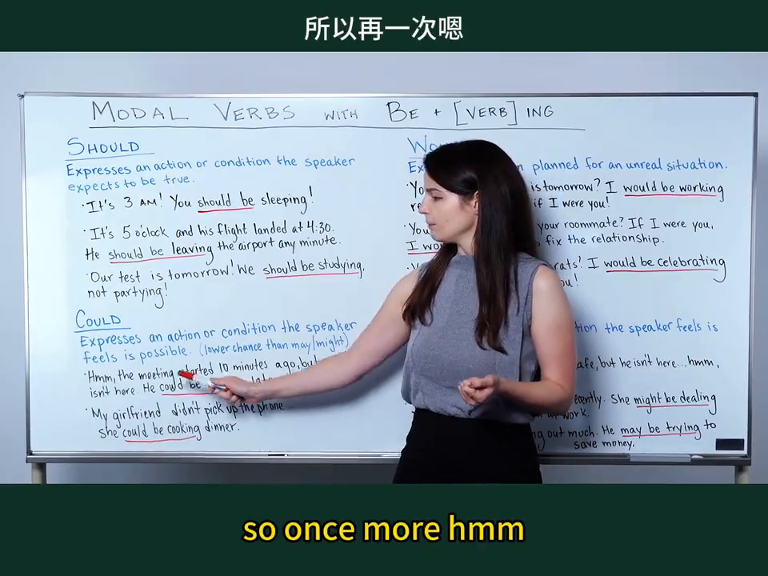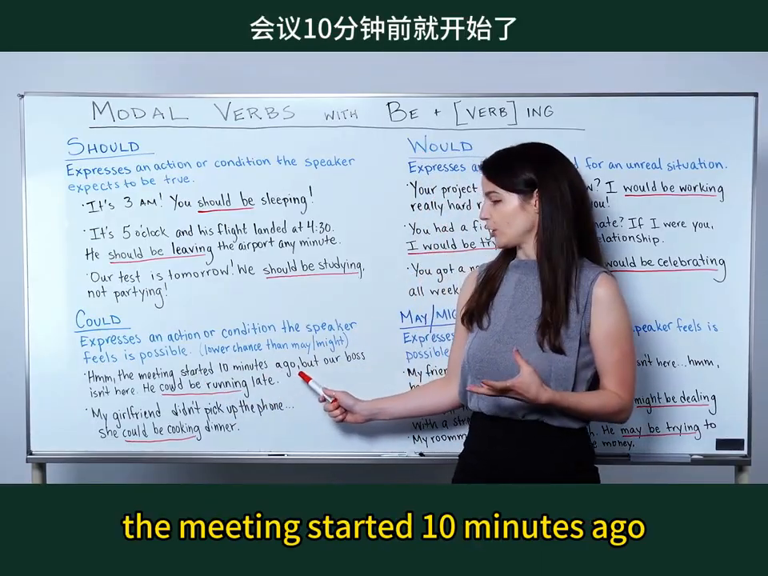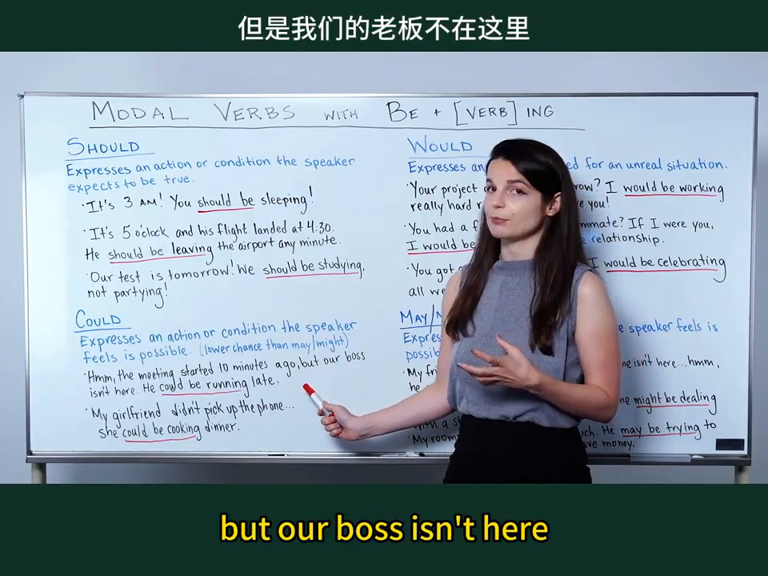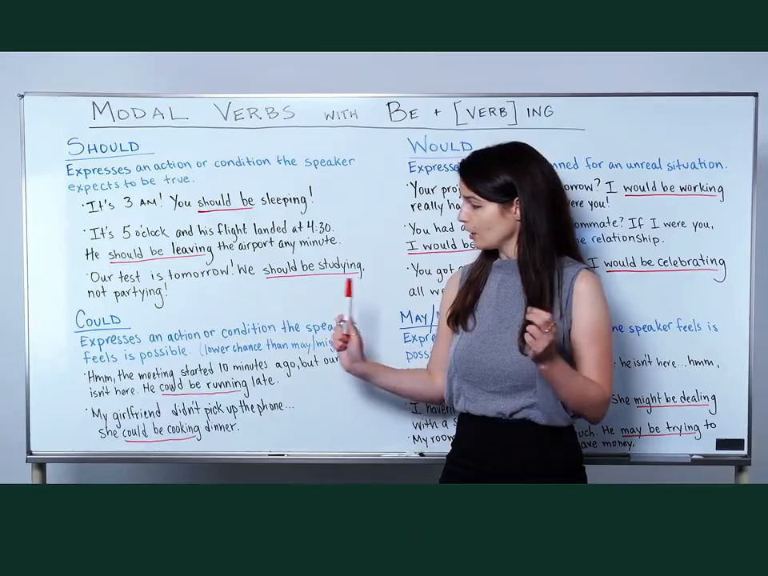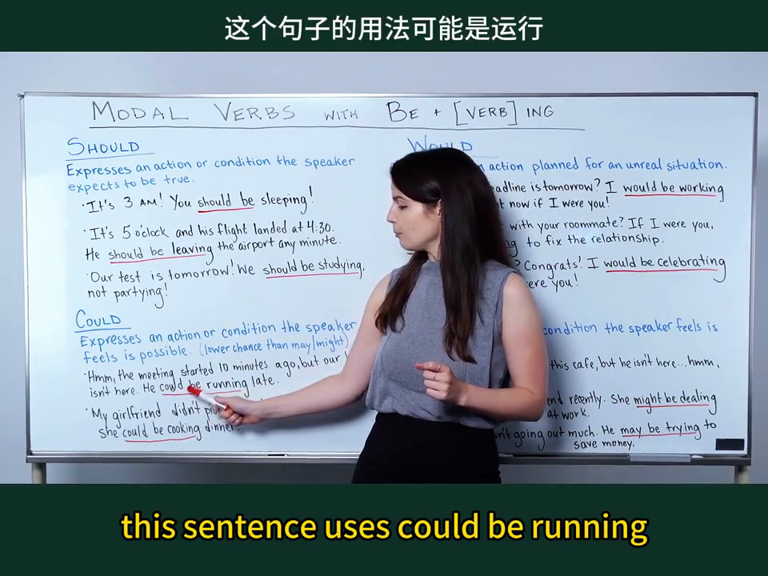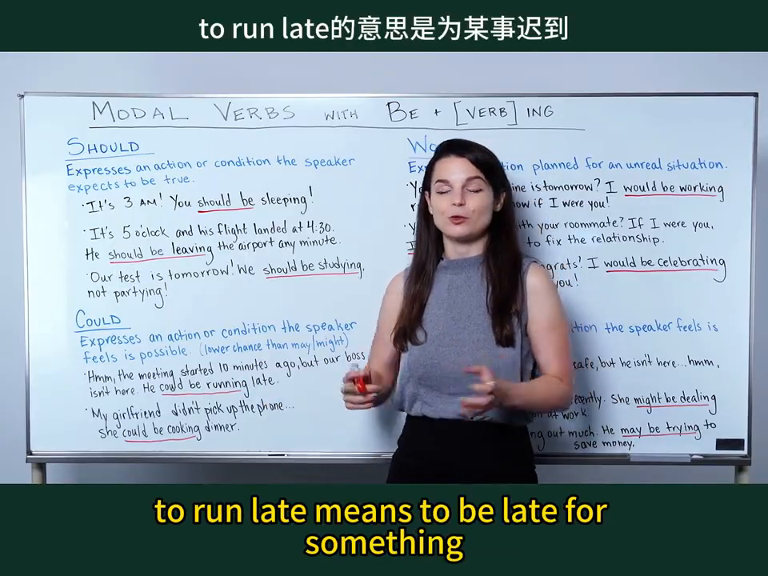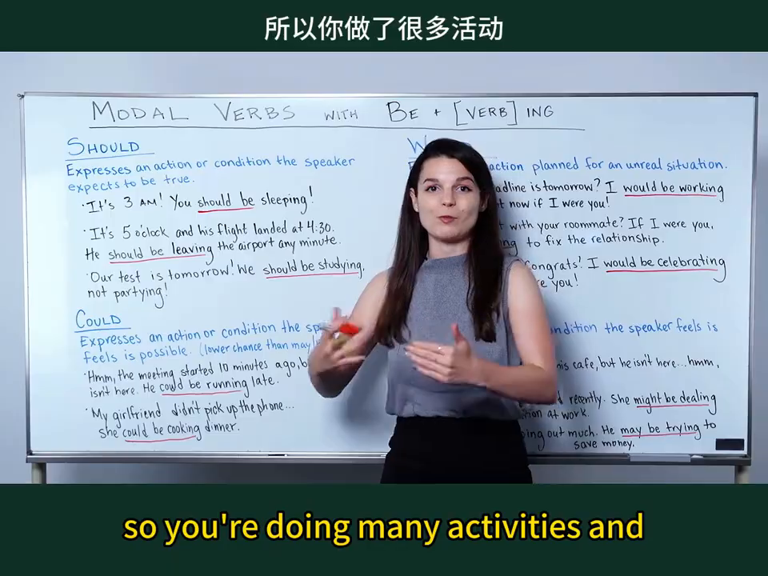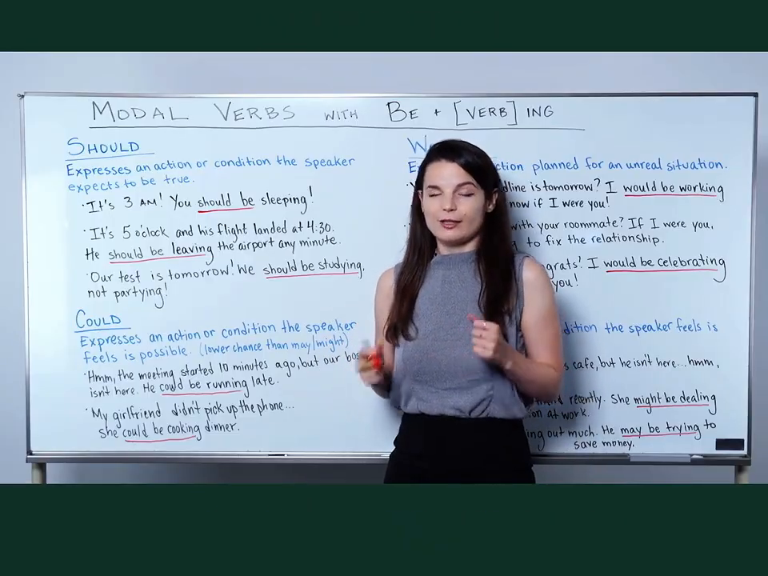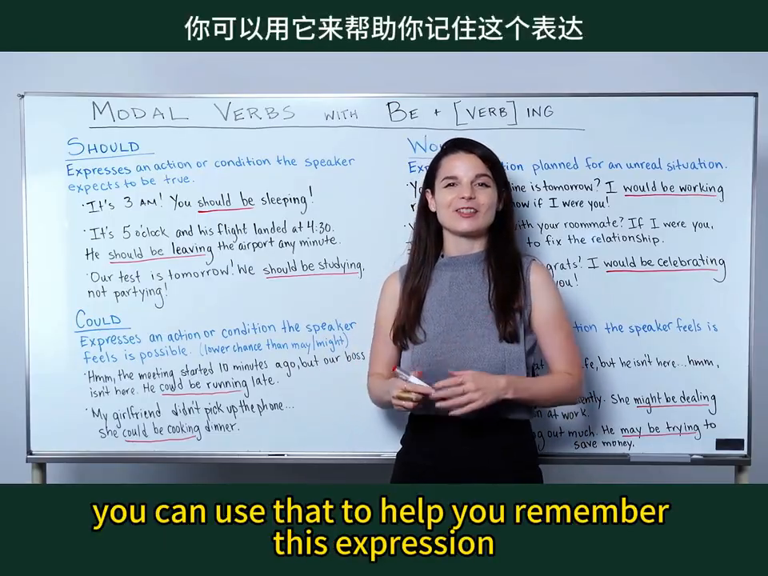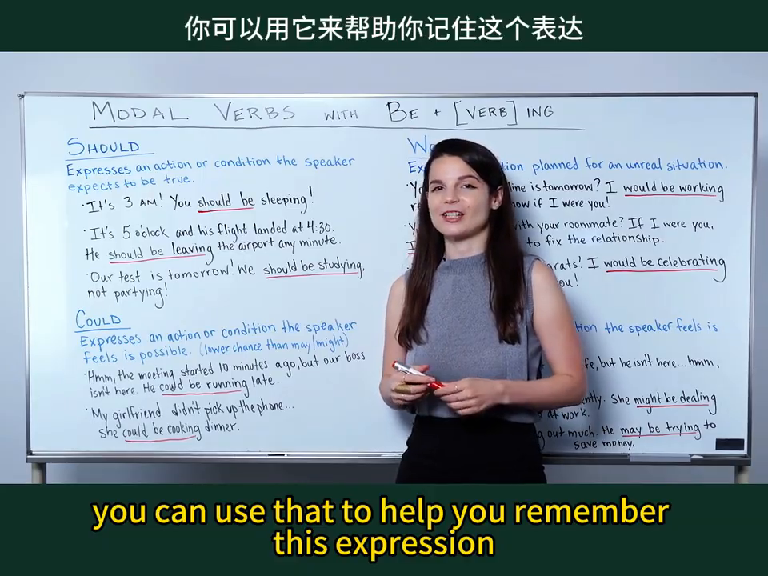So once more, the meeting started 10 minutes ago, but our boss isn't here. He could be running late. This sentence uses "could be running." So this expression, to run late, means to be late for something. You're doing many activities and it's kind of like you're running, maybe. You can use that to help you remember this expression if you want.